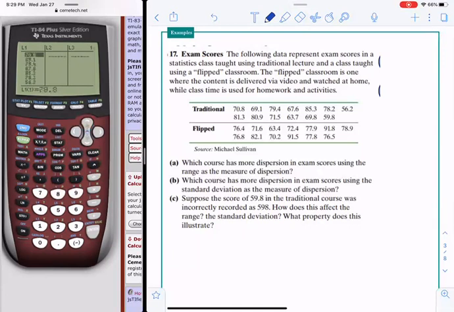Okay, for the flipped classroom, we have similar scores: 76.4, 71.6, 63.4, 72.4, 77.9, 91.8, 78.9, 76.8, 82.1, 70.2, 91.5, 77.8, 76.5.